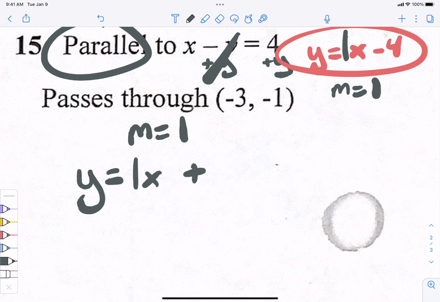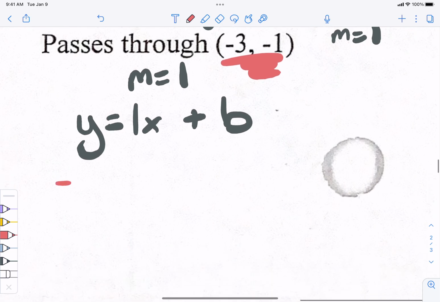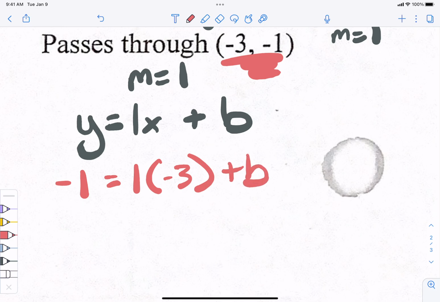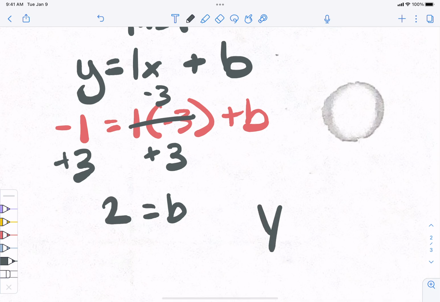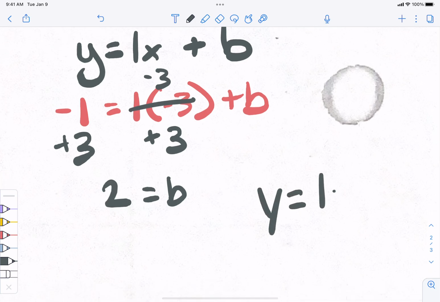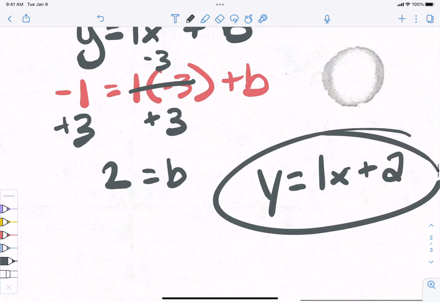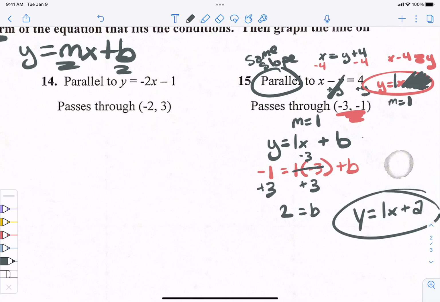I don't use the minus 4. We cross it off. How do I find my new b? You plug in -3 and -1. So -1 equals 1 times -3 plus b. 1 times -3 is -3. Then add the 3 over: -1 plus 3 is 2. So y equals 1x, or just x, plus 2. That's for parallel. You use the same slope.